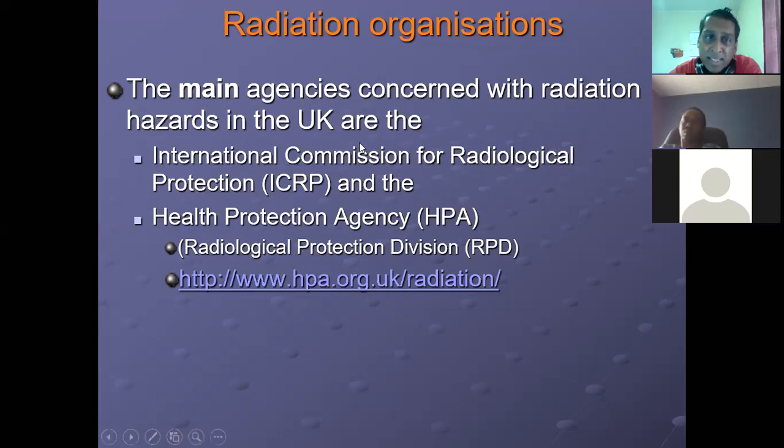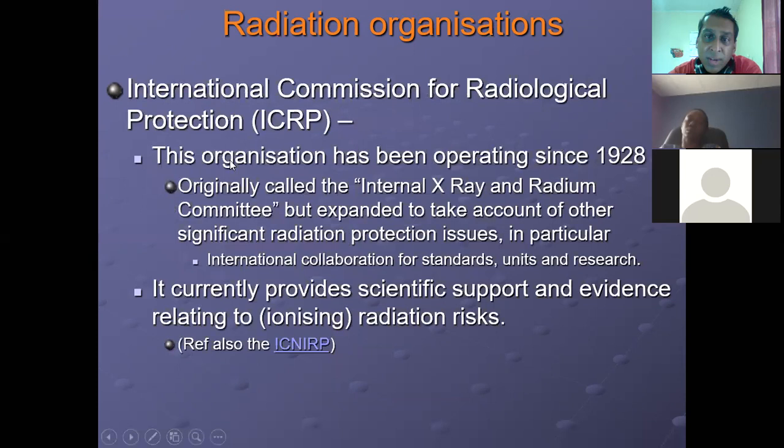So you have the International Commission for Radiological Protection, and that's really what it says, an international commission, and the one unique to the UK is known as the Health Protection Agency, right? So this is like one over Europe, if you want to think of it like that. The International Commission for Radiological Protection has been around for a long time. You can see that's in 1928, and they went through some name changes, right? They work with things like international collaboration for standards, units, and research, and we will learn this in the upcoming classes. There are set units for radiation, just like everything else.